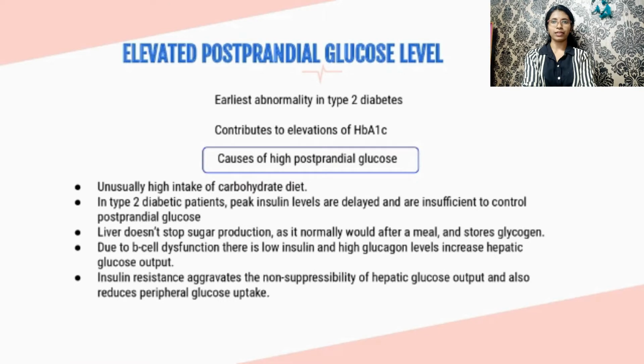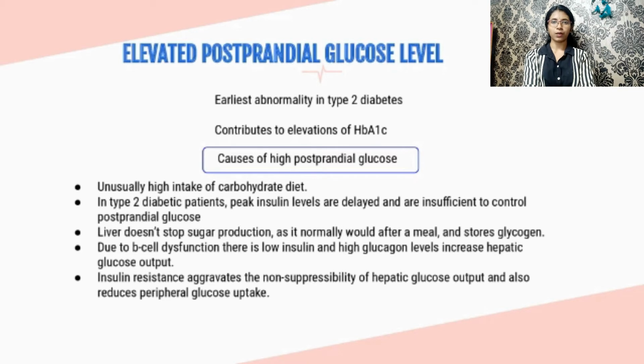Let's move on to elevated postprandial glucose level. The normal range of postprandial glucose should be less than 140 mg per deciliter. But in this patient, the postprandial glucose is 160 mg per deciliter, which is high. Elevated postprandial glucose is the earliest abnormality in type 2 diabetes. It contributes to elevations of HbA1c.